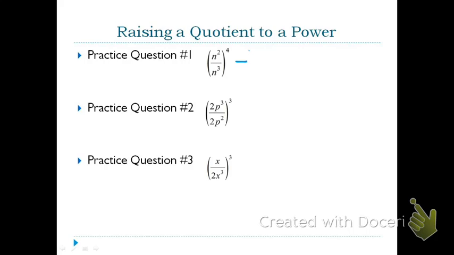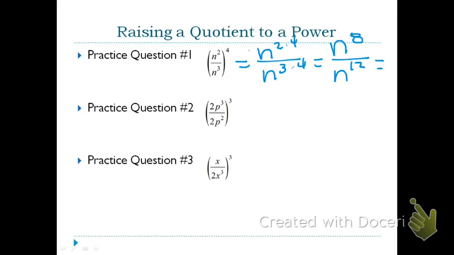This is saying the same thing as n to the 2 times 4 all over n to the 3 times 4, which is equal to n to the 8th all over n to the 12th. Now, do you notice that we have a division here? So this could be simplified even further. You have to subtract, because whenever you're dividing you subtract. So 12 minus 8 is 4.